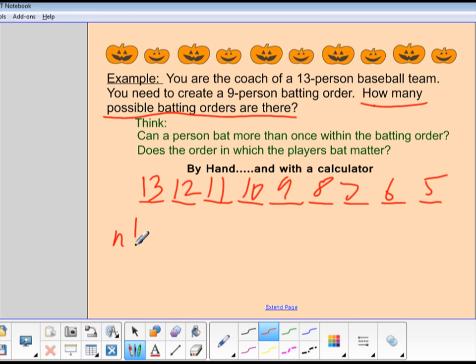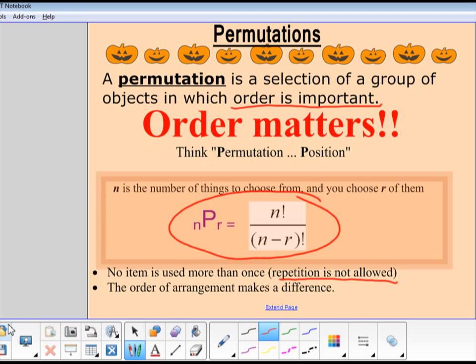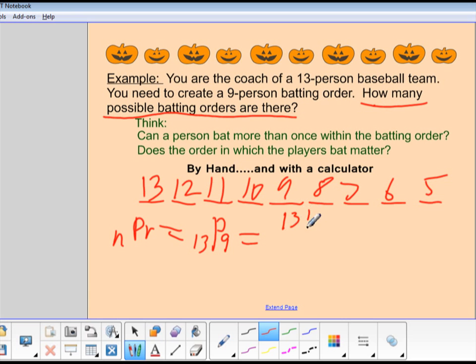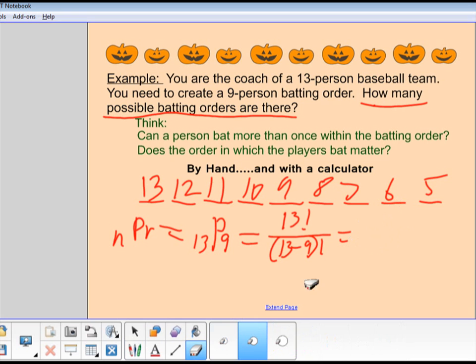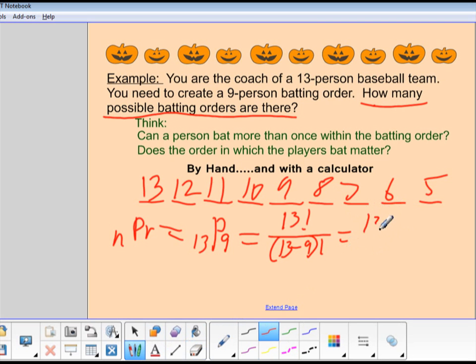Or I can use nPr. n being the number of things there are to choose from, which in this case is 13. r being the number of people I'm choosing from that 13. So I'm choosing 9 out of the 13, so 13P9. So if I use that formula, which you should have written down, but it's back on this page, it's n factorial over (n minus r) factorial. So that would be 13 factorial over (13 minus 9) factorial, which is 13 factorial over, wow, that's really horrible to read. I'm sorry, let me fix that. Try that again. So that would be 13 factorial over 4 factorial.